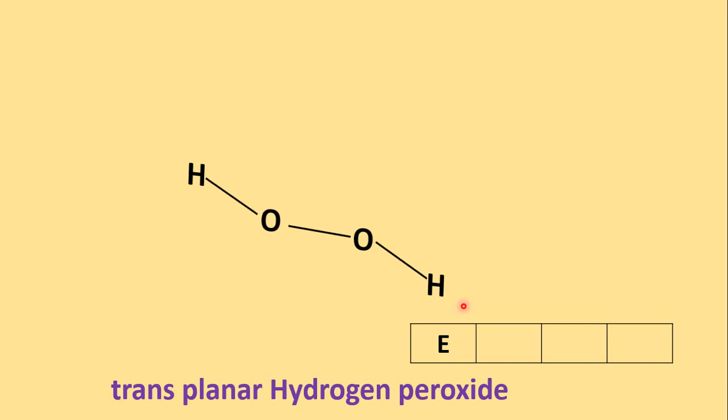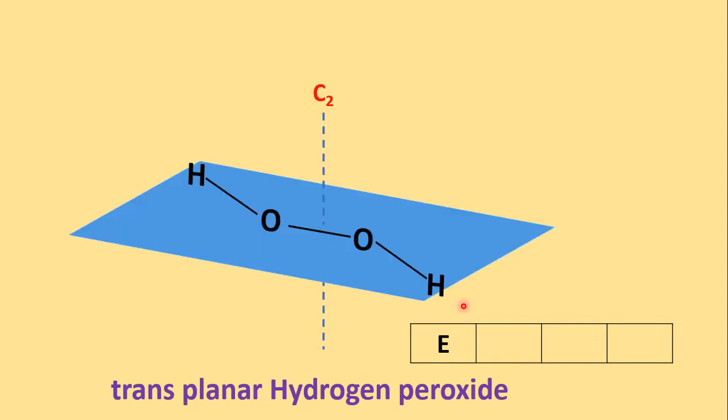Next we see the example of hydrogen peroxide, which is planar and trans with respect to the OH bonds. The molecular plane is perpendicular to the C2 axis. The C2 axis passes through the O-O single bond and it is perpendicular to the molecular plane.